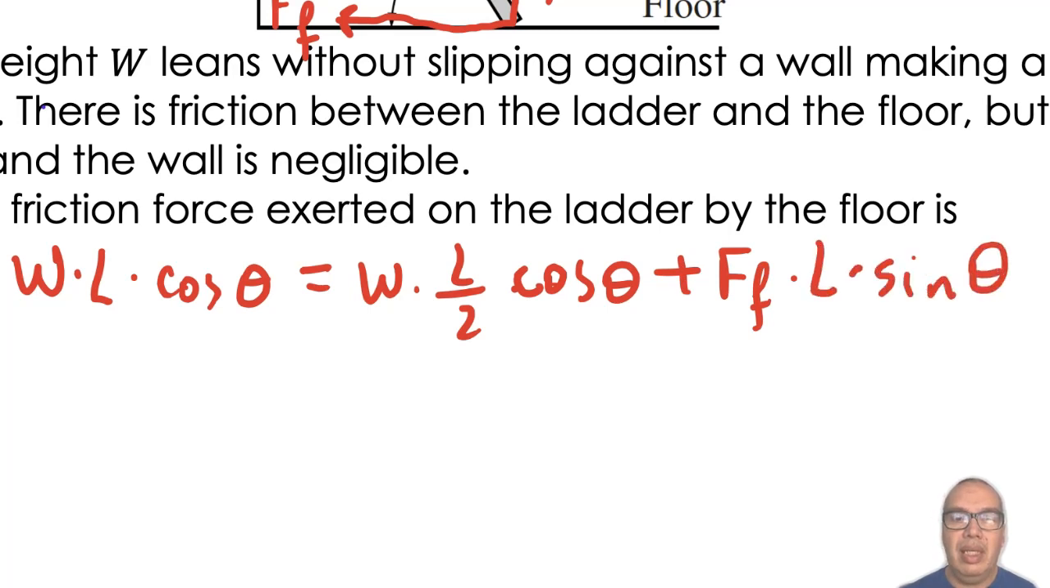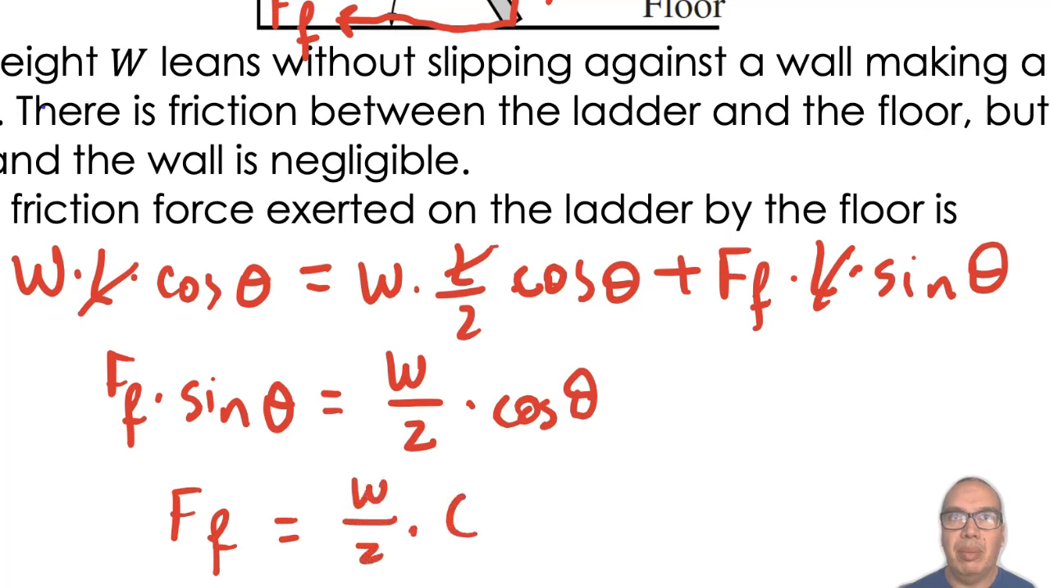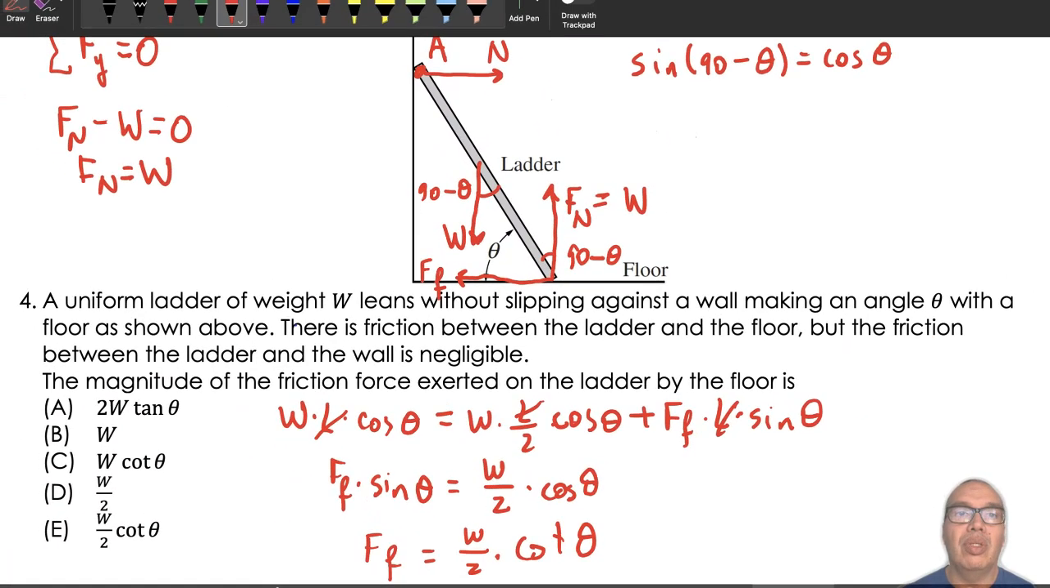The length L cancels out of the equation. We can then solve for friction force times sine of theta is equal to W/2 times cosine of theta. Therefore, the friction force is equal to W/2 times cotangent of theta, which is option E.